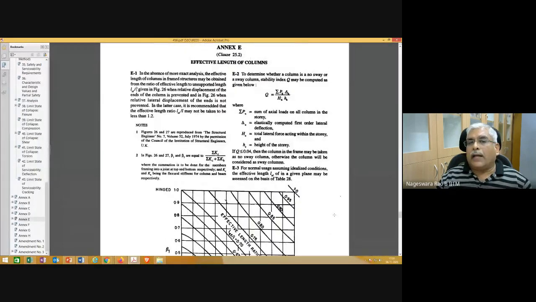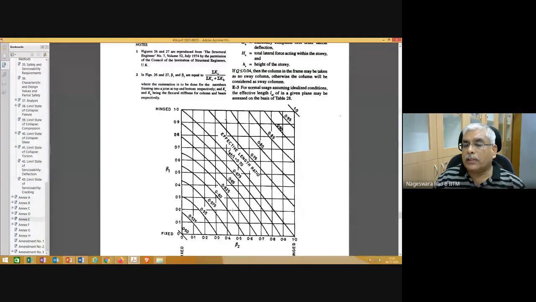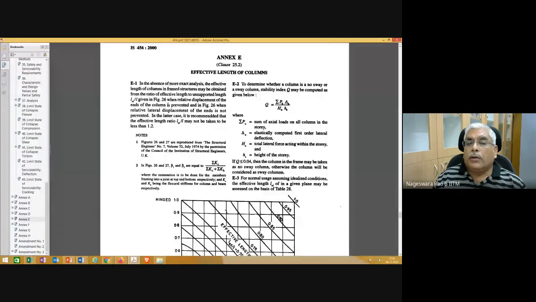Okay, so now let's see this one. In the absence of more exact analysis, the effective length of a column in a frame structure may be obtained from the ratio of effective length to unsupported length given in figure 26, when relative displacement of the ends of the column is prevented. The two ends of the column, top and bottom end.